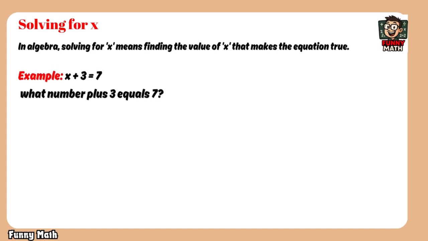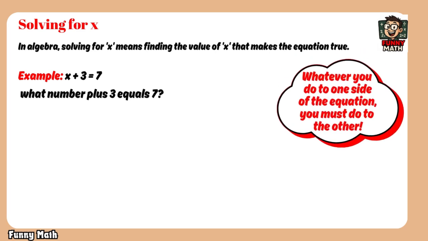Example, x plus 3 equals 7. What number plus 3 equals 7? Whatever you do to one side of the equation, you must do to the other. Subtract 3 from both sides.